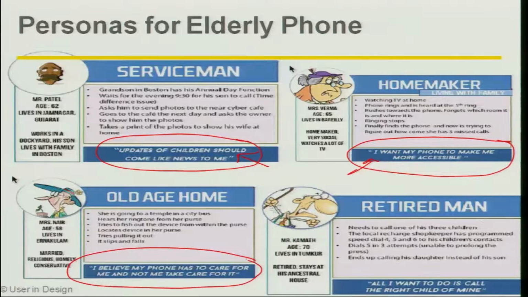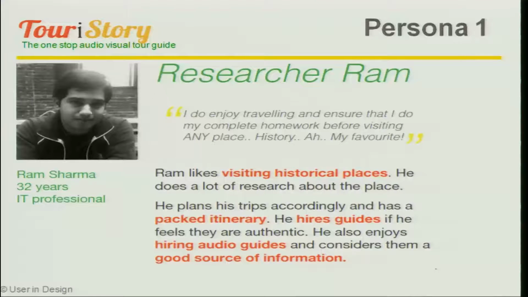What is this one saying? A person living in an old age home. She is saying, I believe my phone has to care for me and I should not have to care for it. I shouldn't have to manage my phone. That should look after me, okay? What is this retired person saying? He's saying, all I want to do is call that right child of mine. Okay, so he's got 3 children. He wants to make sure he doesn't call the wrong child at the wrong time. So even if you don't read the rest of it, if you read just these 4 sentences, I think you've gotten in your head a very clear picture of who these people are that we're trying to design for.